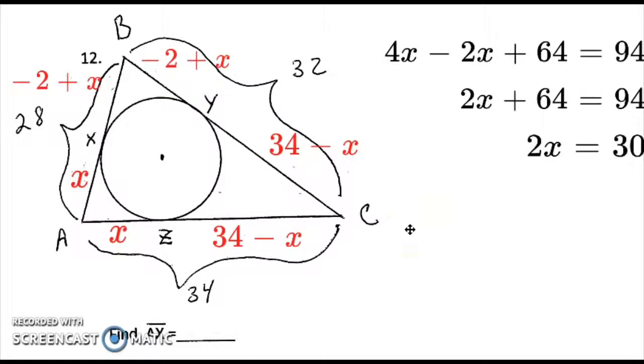Now we subtract 64 from both sides and we get 30. Divide both sides by 2, we get 15. So this X here, or AX, is going to be 15. So that is going to be your answer for this one.